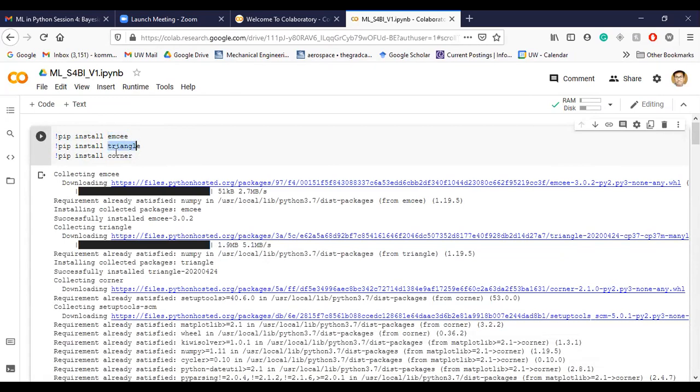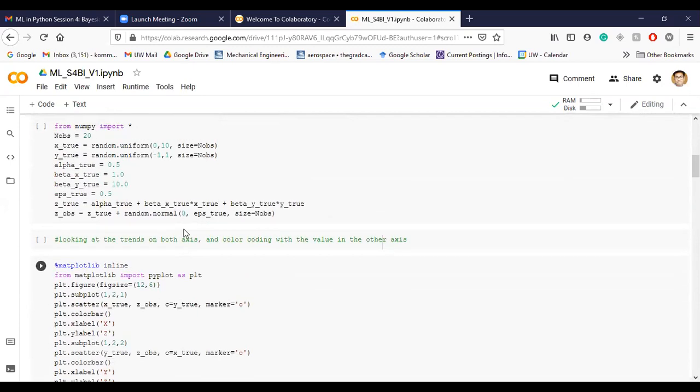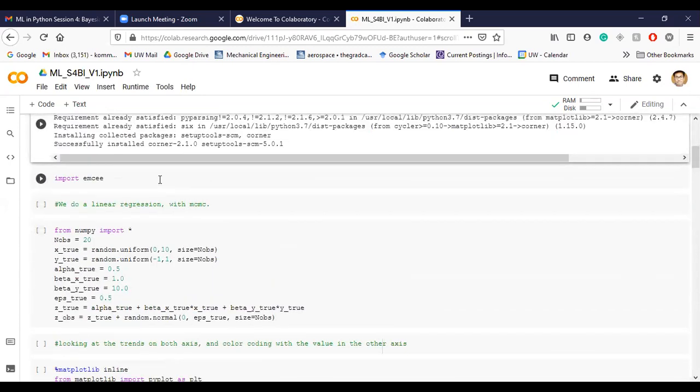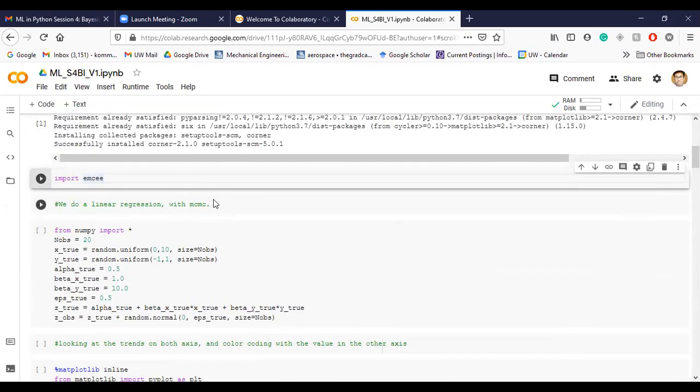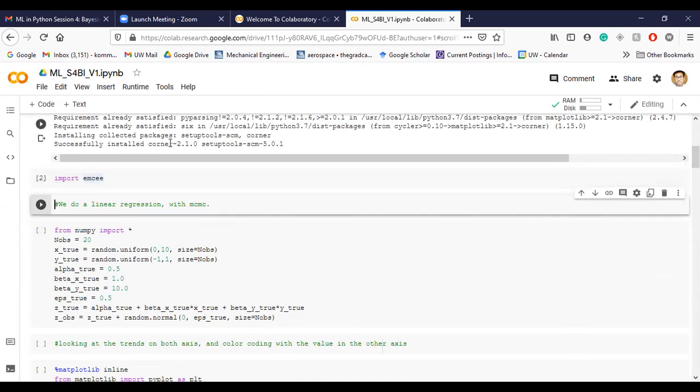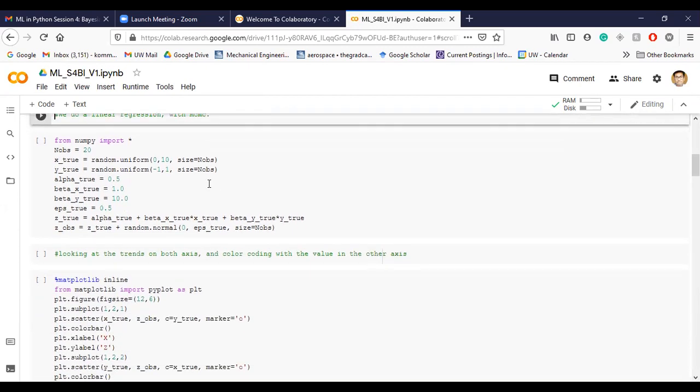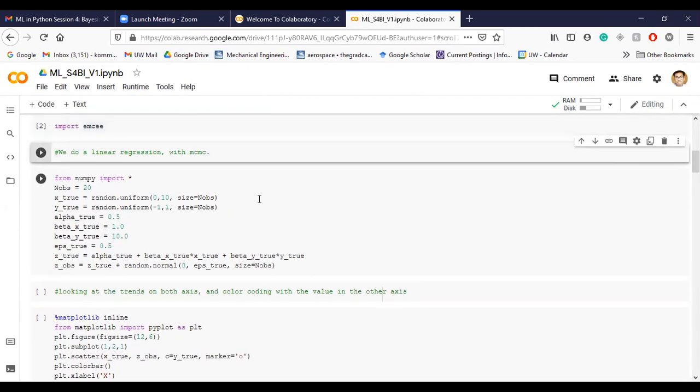The triangle and corner plots are used to visualize the Bayesian results and make better sense of them, since they can get quite hard to understand if we don't have a proper visualization. So we have installed emcee. Now I'm importing emcee. In this example, we'll do a linear regression using MCMC. If we have a regression problem, how do we use MCMC to find the parameters of the interpolation?